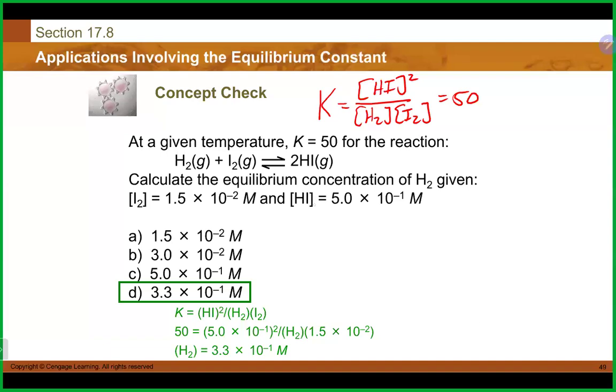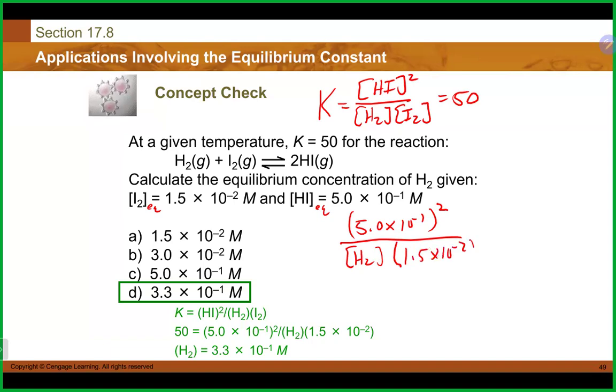In this particular case, they gave us the equilibrium concentration of HI and I2, so we could put that in there. That would give us 5 times 10 to the minus 1, and we do need to square it, divided by the concentration of H2 that we're looking for, and our I2, which is 1.5 times 10 to the minus 2. That would equal 50. We want to multiply the H2 to both sides. They will cancel. And we also then want to divide the 50 to the other side after we do that.